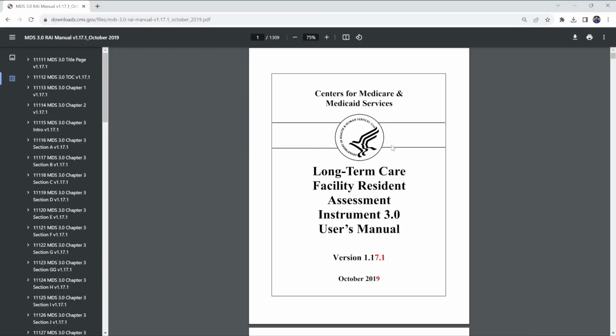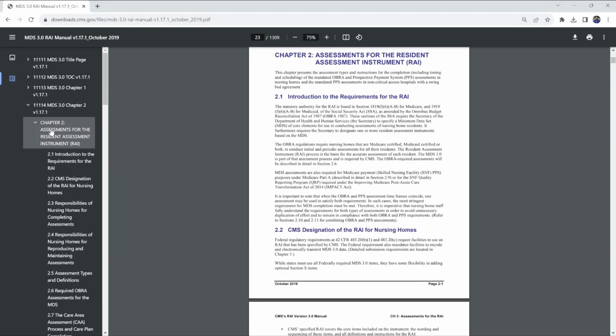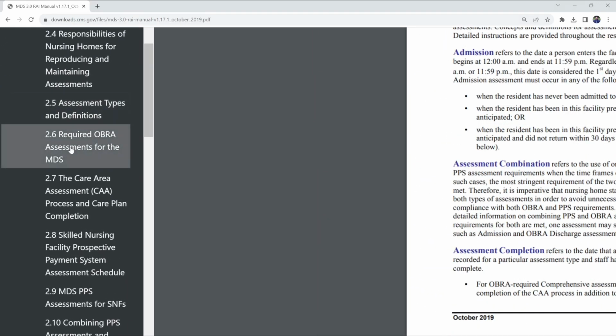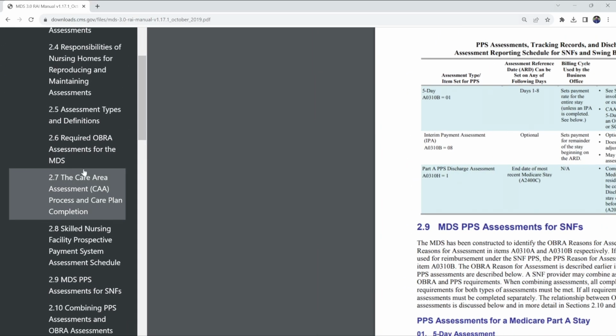Another tip to help you master scheduling the MDS assessments is knowing the difference between OBRA required assessments and PPS required assessments. All of the information you need to know about the OBRA and PPS required assessments can be found in Chapter 2 of the RAI Manual. Again, this is your scheduling chapter. It provides you with all of the detailed information and guidelines for when you should schedule the assessments, how soon you need to complete them, and then even when they should be transmitted by.